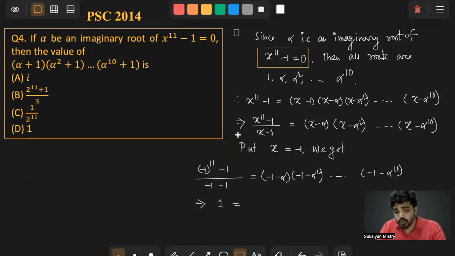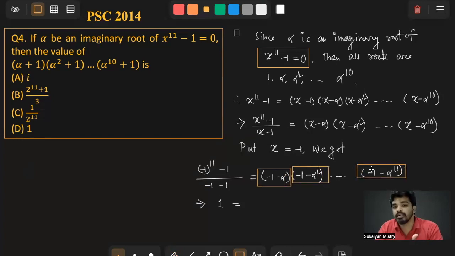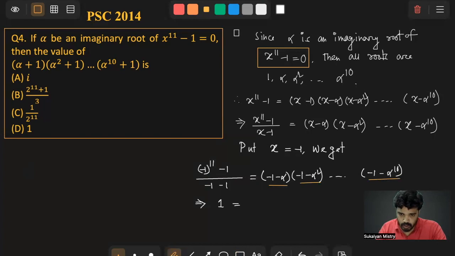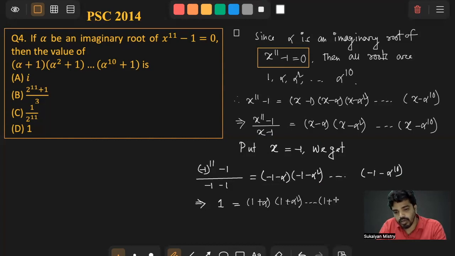Okay. See, how many terms are there here in total? 1, 2 up to 10. Right? Well, 11 terms. Sorry, 10 terms. So just taking minus common from each of these 10 terms, what do we get? We get 1 plus alpha, and minus, minus, plus, since there are a total of 10 terms, the sign will be positive. Okay, so 1 plus alpha into 1 plus alpha squared up to 1 plus alpha to the power 10. Therefore, the value of alpha plus 1 into alpha square plus 1 up to alpha to the power 10 plus 1 is 1.